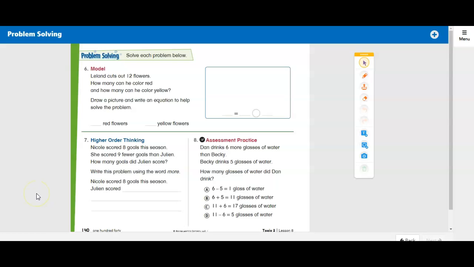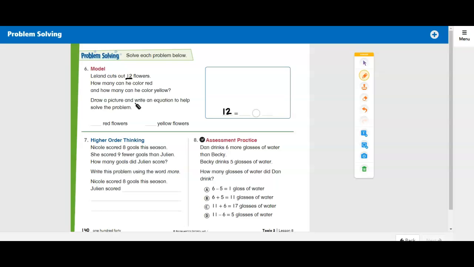For the last page of our lesson, page 140, it tells us to solve each problem below. Now these are all word problems, so Mrs. Collier is going to be reading all of your problems for you. But you will need to pause the video in order to work on them. Number 6 says Leland cuts out 12 flowers total. So I am just going to write 12 here for you so that we remember 12 is our total. Now it says how many can he color red and how many can he color yellow?